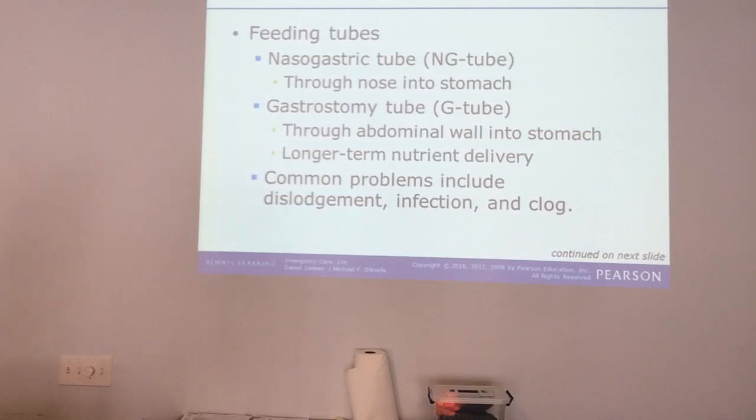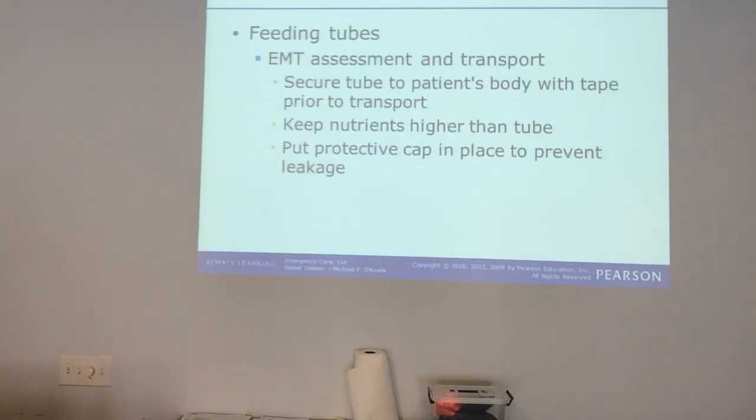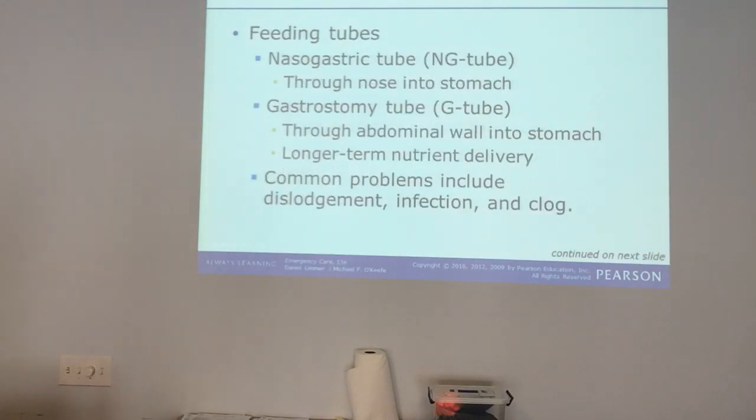GI devices, feeding tubes. You've got nasogastric tubes, which enter through the nose into the stomach, or a gastrostomy tube, through the abdominal wall into the stomach. It's a longer-term nutrition device. A lot of patients will get these when they are not taking in food, or little kids, when they have to boost their food intake, will get a G-tube. Okay. Common problems include dislodgement, infection, and clogging. These things get nasty, nasty, nasty.